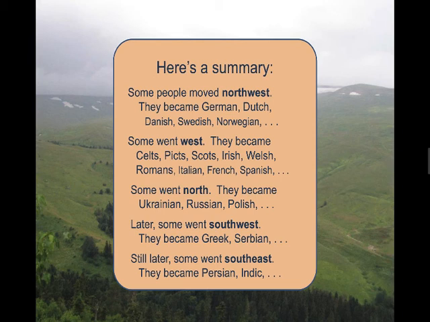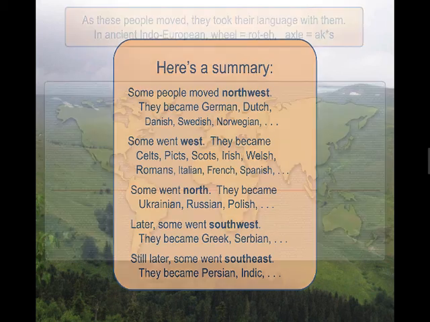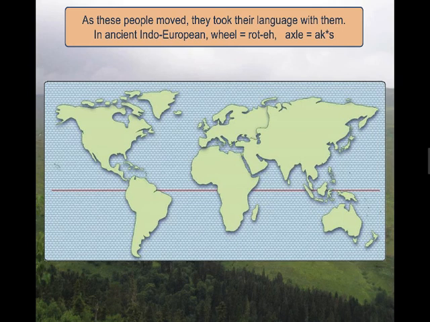Later on, some of them went southwest. They became Greek, Serbian. Some of them went southeast. They became Persian, Indic, Bengali, Hindi. As these people moved, they took their language with them. How do we know this? Because several thousand words stayed the same. In ancient European, for example, wheel is a rote, and axle is axe.